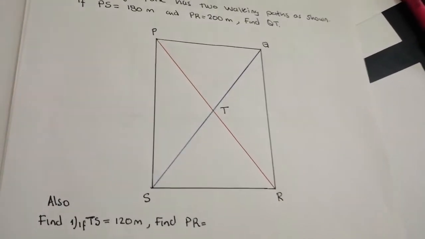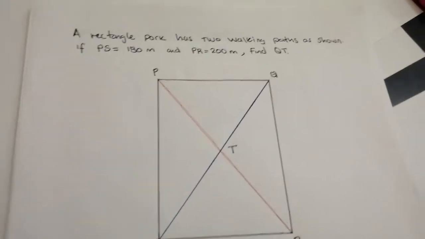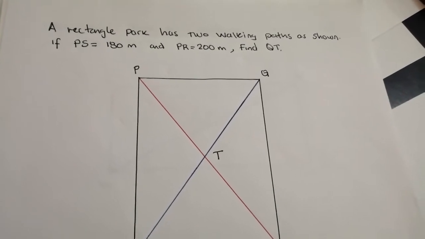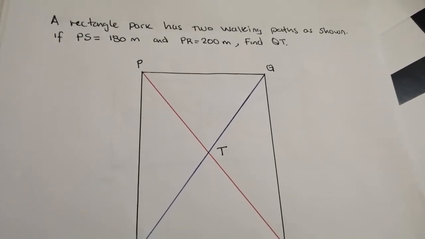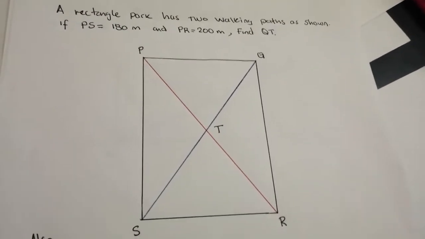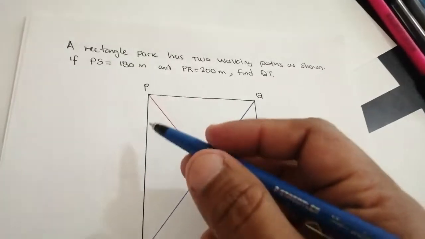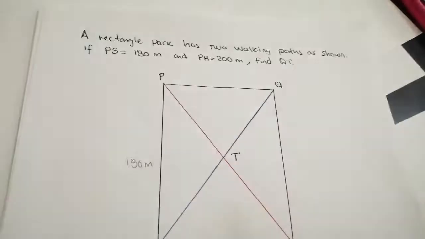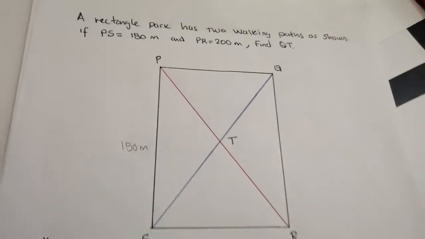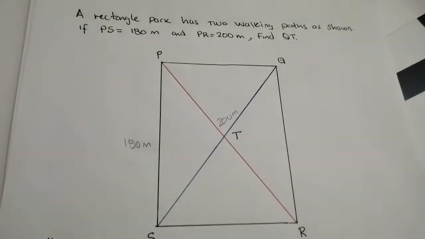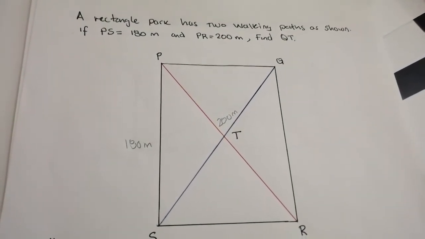Let's see the first problem that appears in your textbook. A rectangular park has two walking paths, as shown in the figure, of course. If PS is 180 meters and PR is 200 meters, find QT. So basically what they gave me is PS, which is this side here, that is 180 meters. And also PR, the diagonal, is 200 meters. They asked me to find QT.